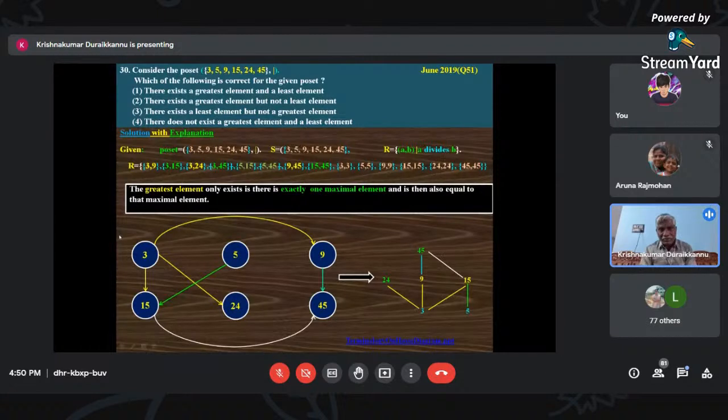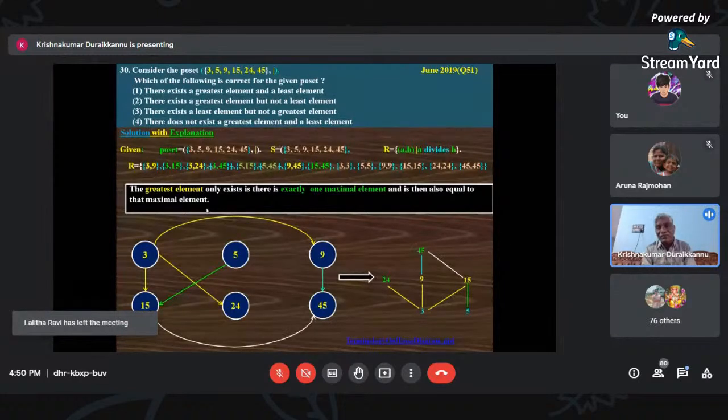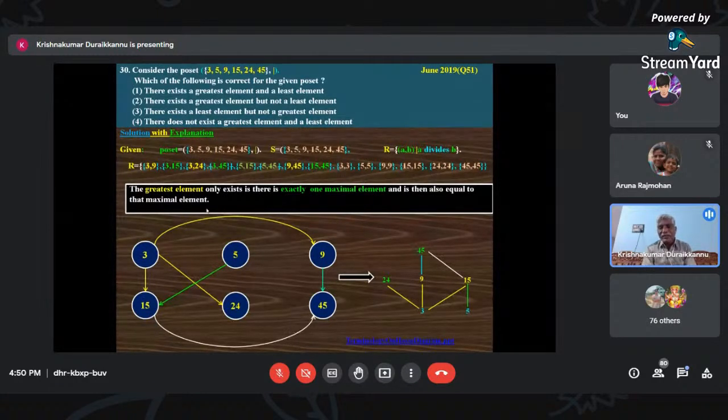The greatest element. Let's look at the definition. The greatest element only exists if there is exactly one maximal element, and is then also equal to that maximal element. So the maximal element is an element that does not have any value in its upper location.